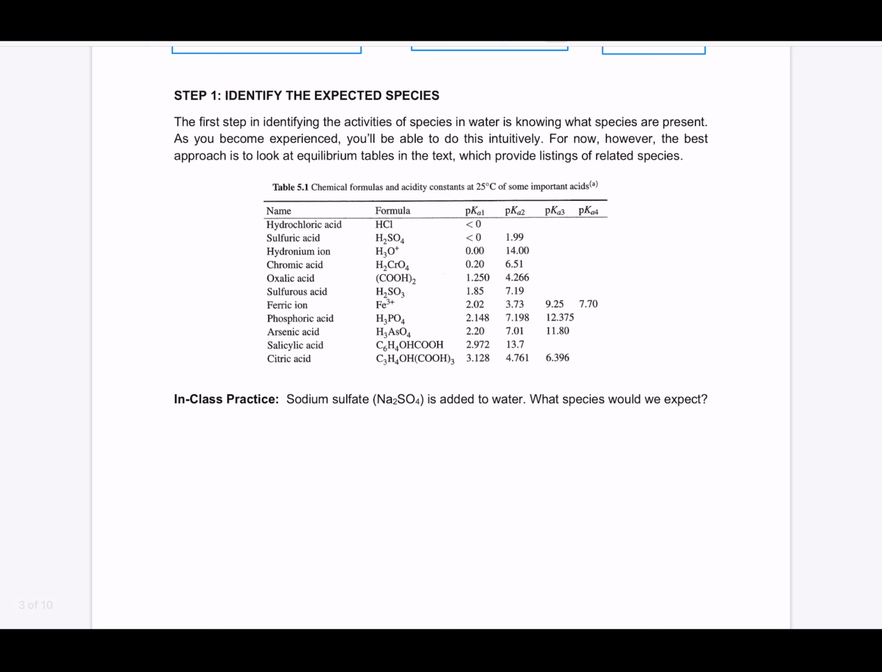So let's do a quick practice. Assume you're in the lab, you have a container that contains water, and then you add some sodium sulfate. So what kind of species might you expect at equilibrium? That kind of question you'll definitely get in the exam also. A very useful way to look at it. So you're in the lab, a practical situation. You have sodium sulfate on the shelf, and you add some amount of that sodium sulfate to your system. What species do you have?